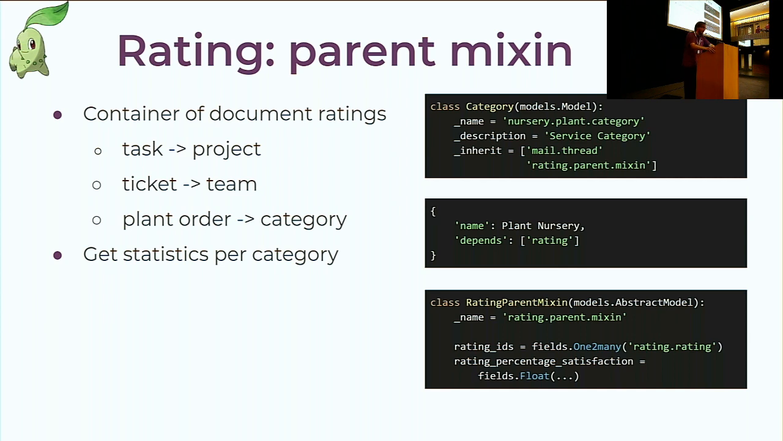For that, you have the rating parent mixin, so it means it's for the parent document, also defined in the rating application. It also gives you a rating IDs field, so it's a rating, but not the ratings on the container, but the ratings of all the children. So in our case, the ratings of the category are all the ratings of the orders of the category. And you have a percentage satisfaction, so a field that computes the statistics.